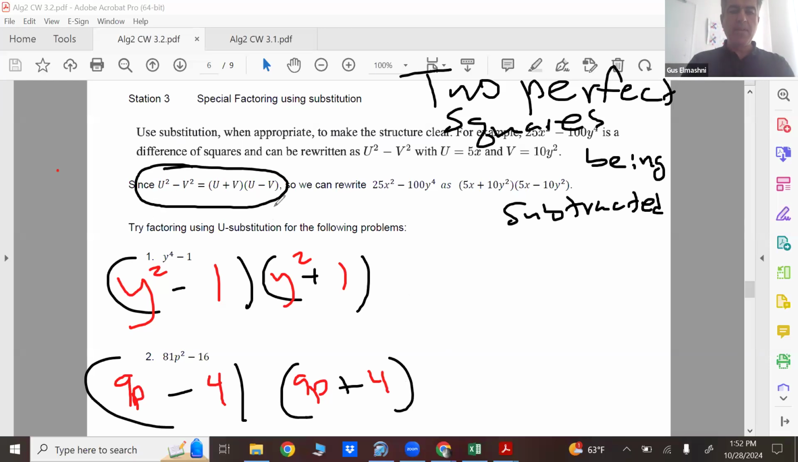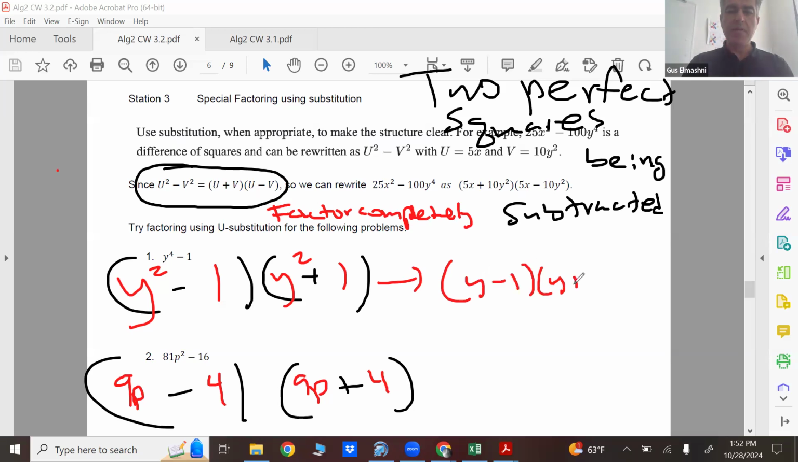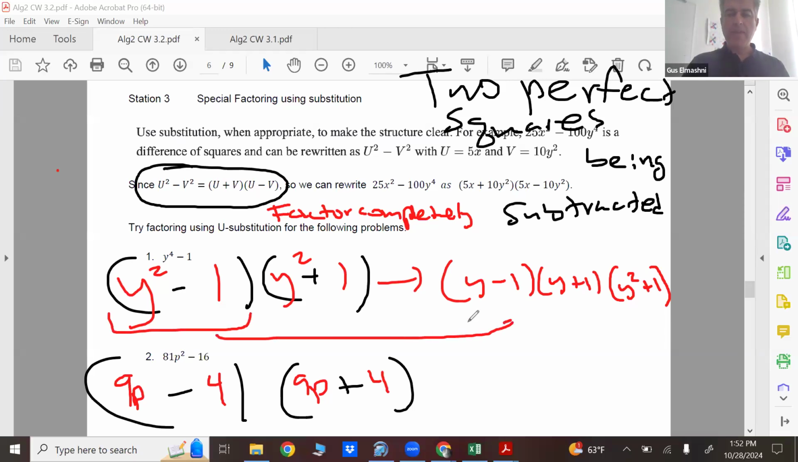Because if I were to say factor completely, it's not quite complete yet. You've got to break down that y squared minus 1 like this. You've got to break that down a little further because that's still a difference of two squares. Difference of two squares simply means you've got a minus in the middle and two perfect squares, and when you factor and FOIL, it comes back to that original thing.